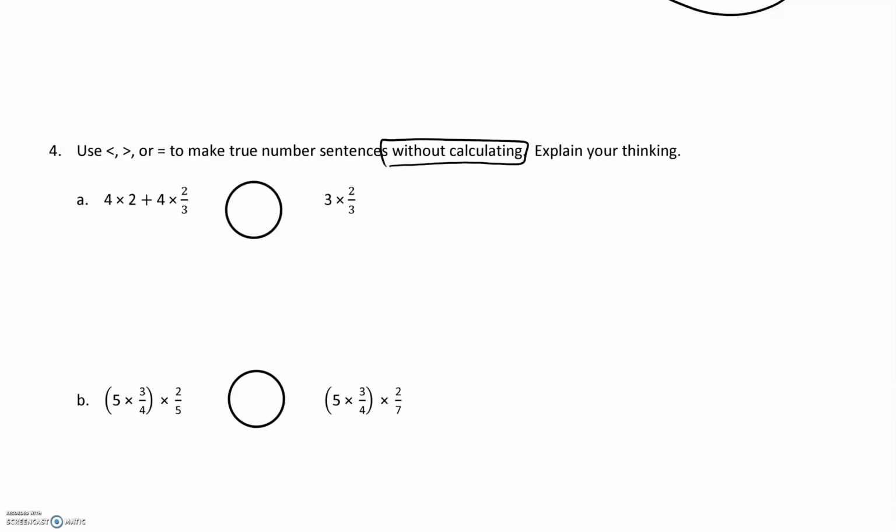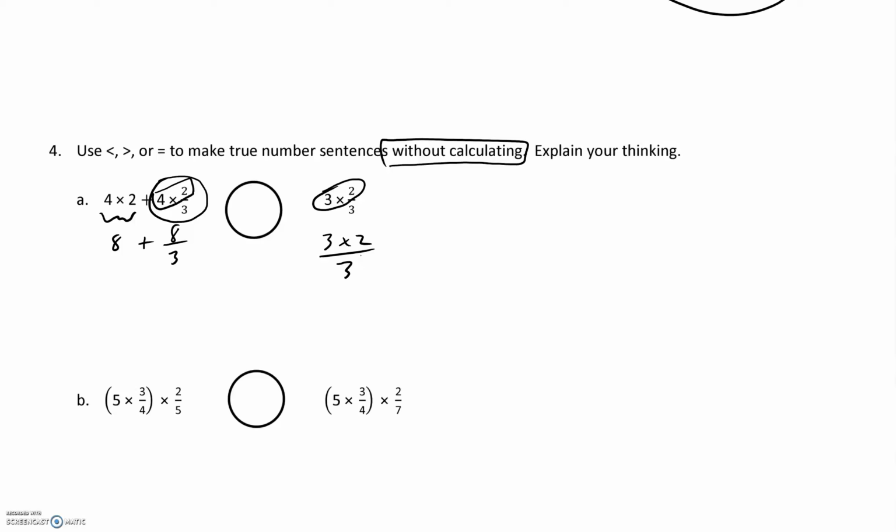Okay, so let's look at this stuff. Let's just start from the left. 4 times 2 is 8. We're going to add to that 4 times 2/3. Let's call that 4 times 2 is 8, 8/3. Let's see if that's enough for us. Okay. On the other side, 3 times 2/3. So 3 times 2 over 3.